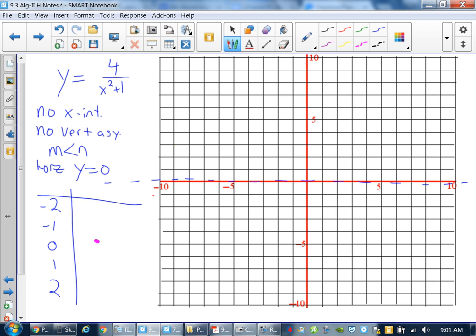And I'm just going to plot. What's -2 squared? 4. What's 4 plus 1? 5. So it's 4/5. So at -2, it's 4/5. What is -1 squared? 1. What's 1 plus 1? 2. What's 4 divided by 2? 2. So at -1, we're at 2.